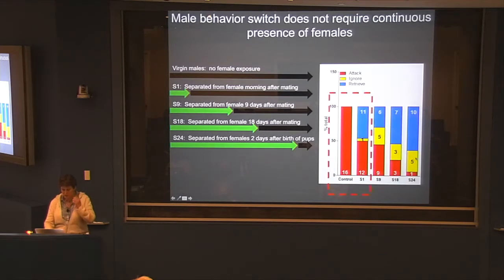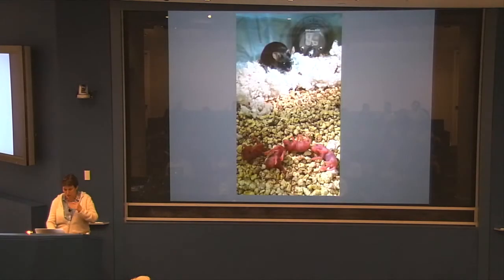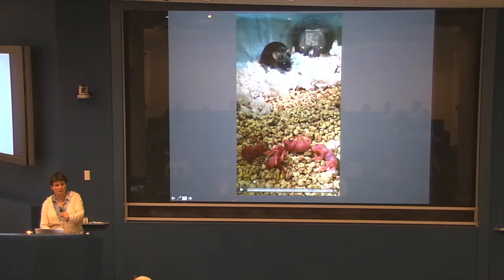But for me, what is really striking is that of the males that have been removed immediately after mating with a female, half of them are parental when you test them 3 weeks later. So somehow, mating with a female is sufficient to trigger the switch in behavior 3 weeks later. So this is to show you, this is a certified infanticidal male that has been tested 3 weeks after mating with a female.